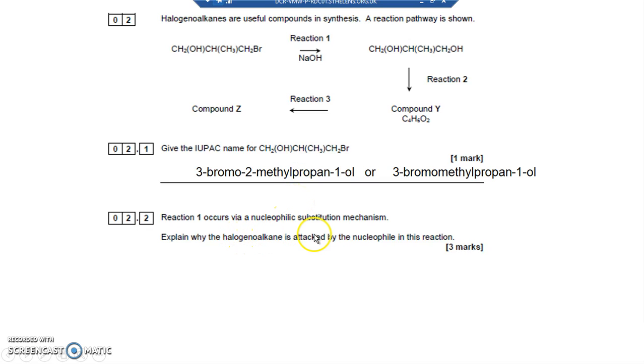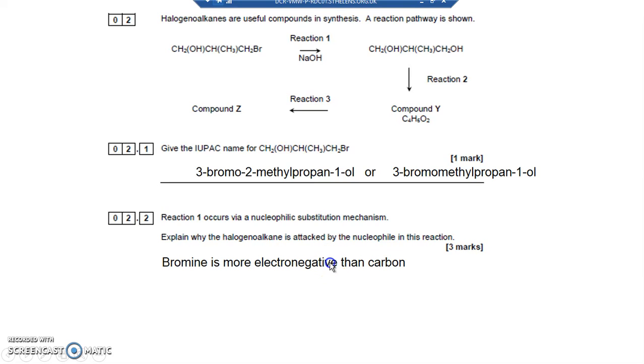Explain why a halogenoalkane is attacked by a nucleophile in this reaction. Reaction 1, nucleophilic substitution. So what you've got is sodium hydroxide in cold water, and the lone pair of electrons on the O of the OH minus is attacking the C of the C-Br. It's because the Br is more electronegative than the carbon, so that's creating a polar bond with the delta plus on the C, and the lone pair of electrons on the O is attacking that C delta plus and bonding with it. So it's donating its lone pair of electrons into a covalent bond to the C. That's because it's a nucleophile, a lone pair donor.